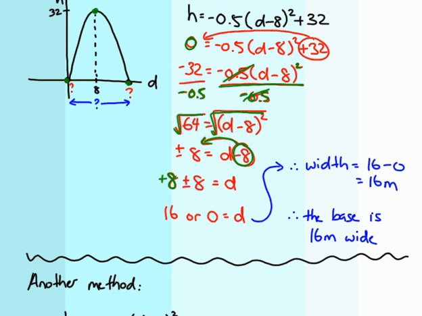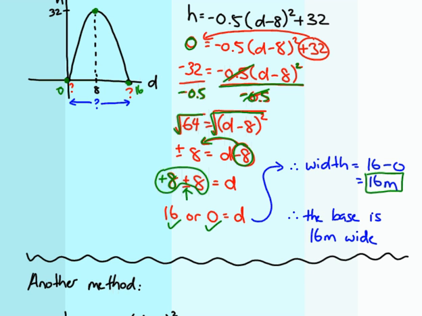Now our two answers are 8 plus 8, which gives us the 16, and then 8 minus 8, which gives us the 0. Okay, so obviously this one's probably the 0 and this one's the 16. Now to get the width, I'm just going to subtract them. So we have 16 meters.